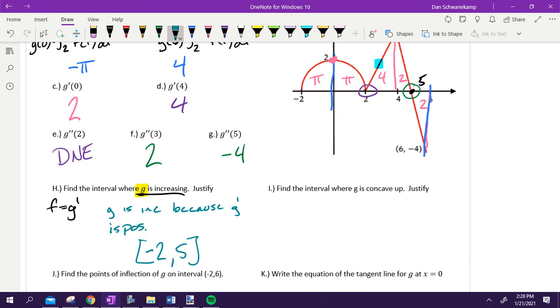Does that make sense on H? On I, same idea. We're finding the interval where G is concave up. Well, I don't know about G. What I know is F. And so the first thing I have to do is say F is equal to G prime. I need to establish that connection.